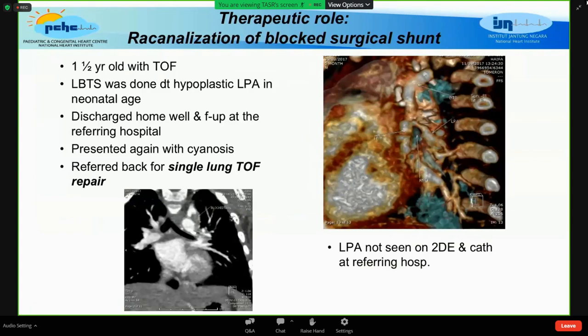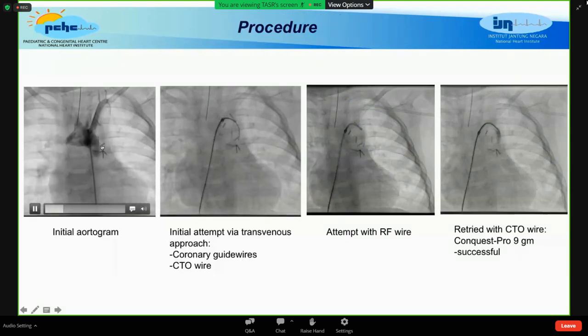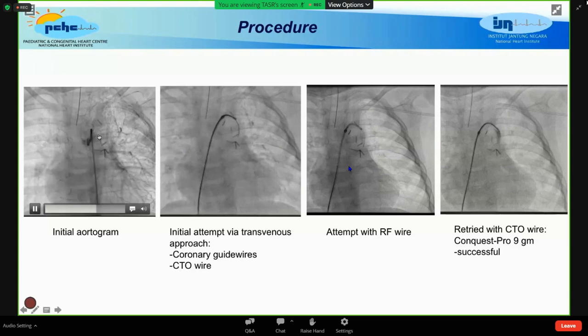Another therapeutic role is to recanalize the surgical shunt. For example, this patient, 1.5 years old with tetralogy of Fallot pulmonary atresia, had a BT shunt at neonatal age because of a hypoplastic left pulmonary artery, and was discharged home well but presented again with severe cyanosis, and initially was referred for single lung repair. The LPA was not seen on the 2D echocardiogram. We did the initial angiogram, which showed a blocked BT shunt. You can see the stump in the left subclavian artery.